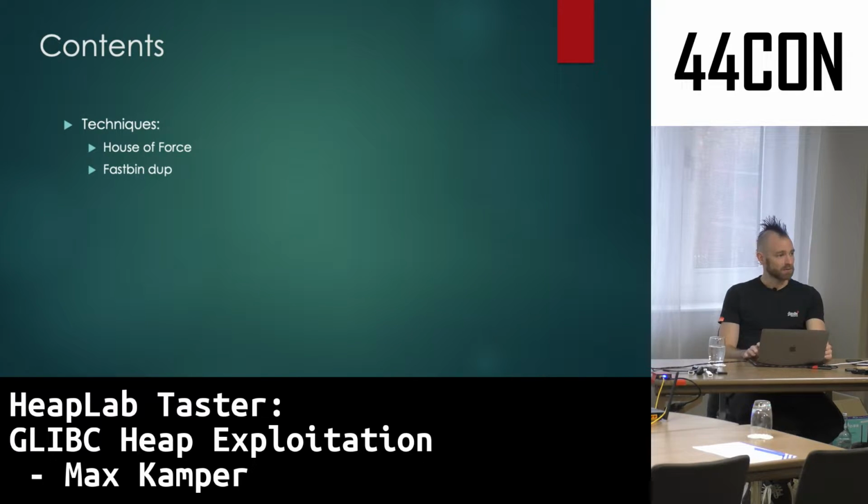The fact that malloc is so widely used, combined with the fact that it's used in languages like C and C++, which still have issues with memory corruption, makes it a great target for exploitation. And that's what we're doing here today. We're going to learn two heap exploitation techniques. The first is called the House of Force, and the second is known as a fastbin dupe.